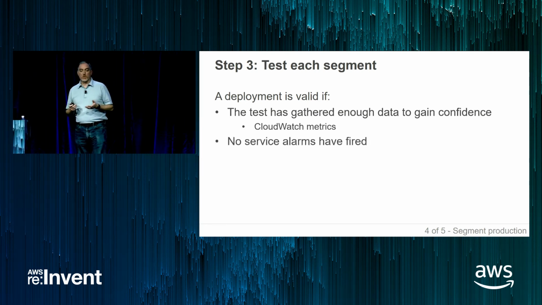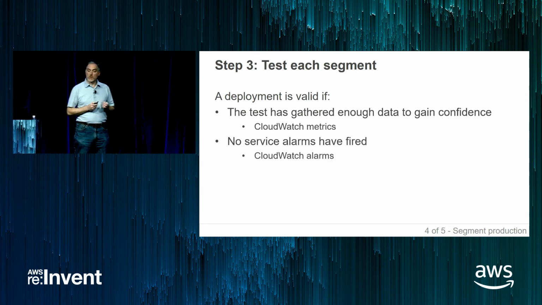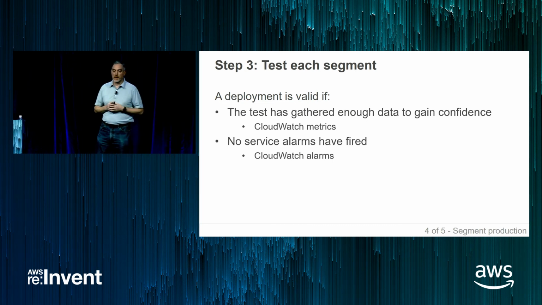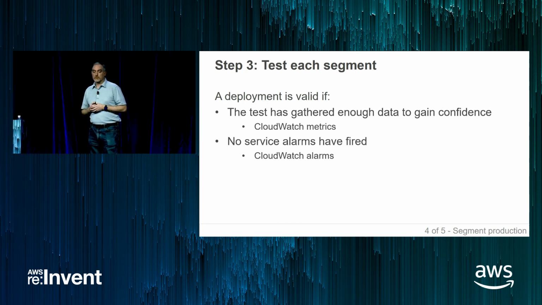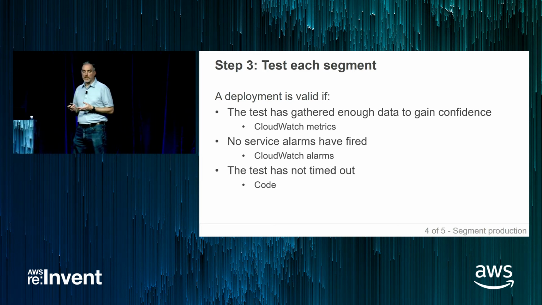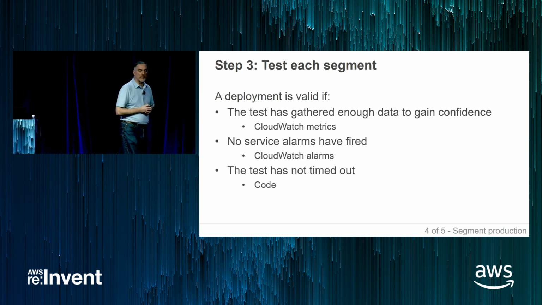To ensure there's no larger operational issues occurring, we want to also look at our alarms and make sure nothing's firing. We're also going to time-bound our validation of that deployment. If we can't verify that the change is working within a couple hours, then it's probably not working. So we're going to time it out, and we'll use some code in order to do that timeout.